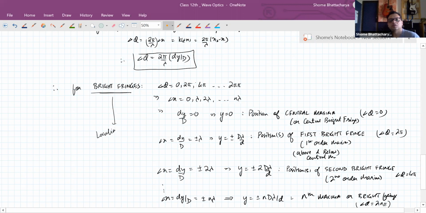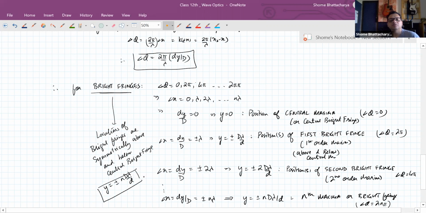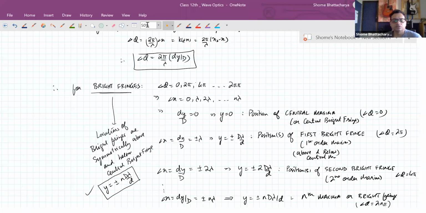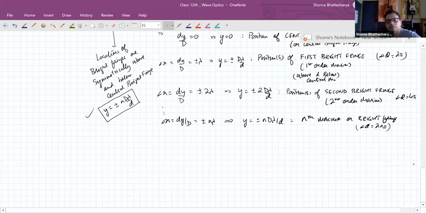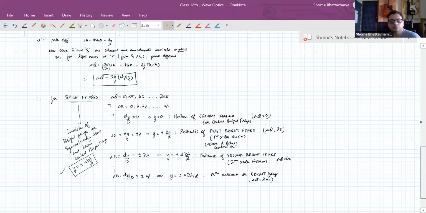So locations of bright fringes are symmetrically above and below the central maxima. So y equal to plus or minus n times d lambda by d. This is the important formula. Plus means above and minus means below. So that is the final form. Okay, so just to take you through this again, you can note this down if you missed it above.